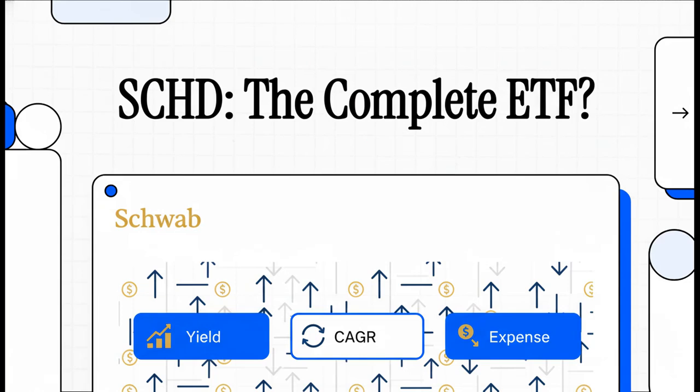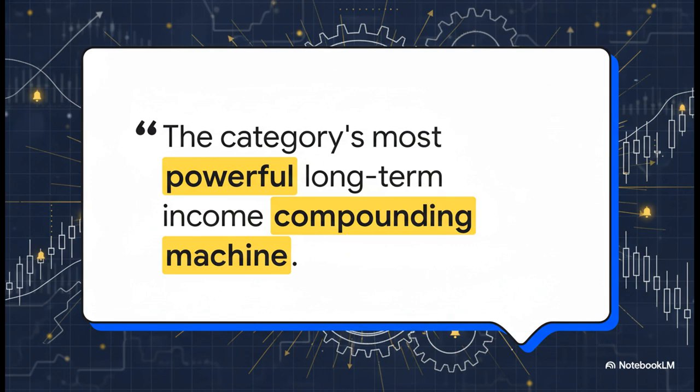So let's talk about one of the most popular ETFs out there, the Schwab US Dividend Equity ETF, or as pretty much everyone calls it, SCHD. It's become a huge favorite for a lot of investors, and today we're going to dig into exactly why that is. Now, that's a pretty bold statement, right?